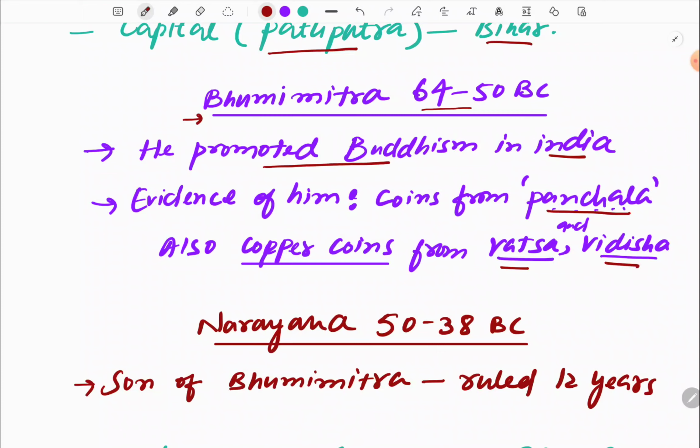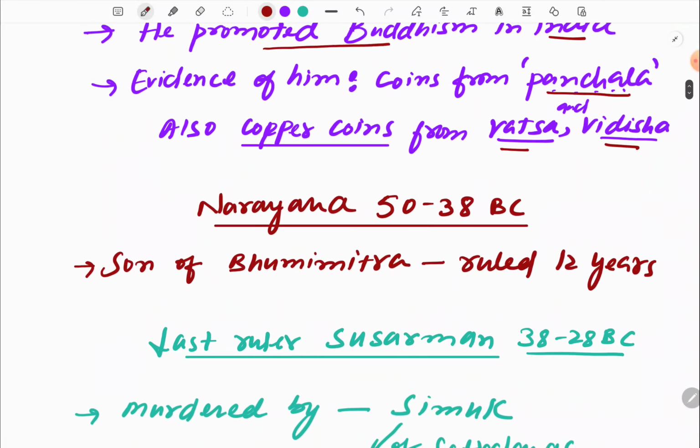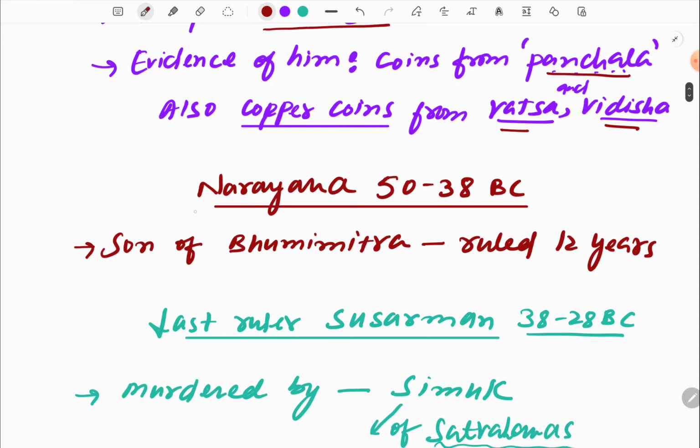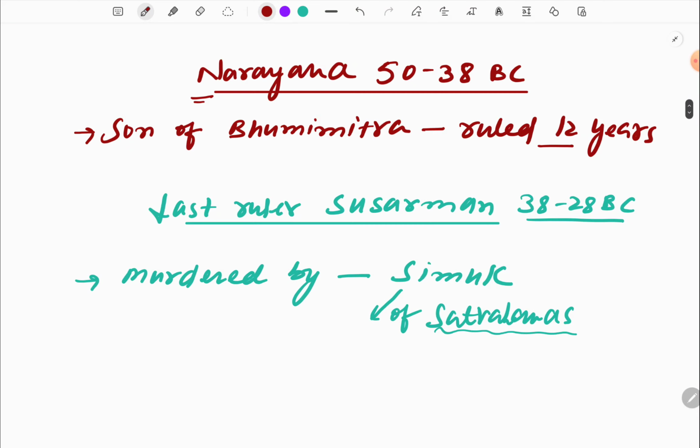Then after Bhumi Mitra, his son Narayana came to power. Narayana ruled from 50 to 38 BC, twelve years. After Narayana, the last ruler of the Kanva dynasty was Susaraman, and he ruled from 38 to 28 BC, 10 years. Then Susaraman was murdered by Simuk, who belonged to the Satvana dynasty, and that later gave rise to the Satvana dynasty.